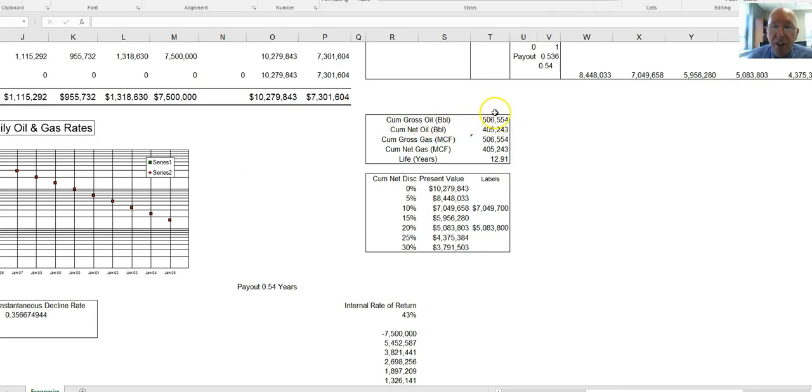It says this thing's going to make a little over 500,000 barrels of oil. As the leaseholder, that's going to be your take, likewise in the gas. And it's computed here. This is the life expectancy. And you can see it's just doing an economic calculation in that cell.